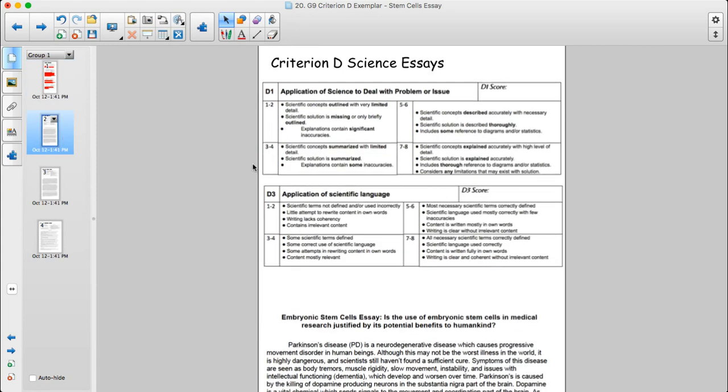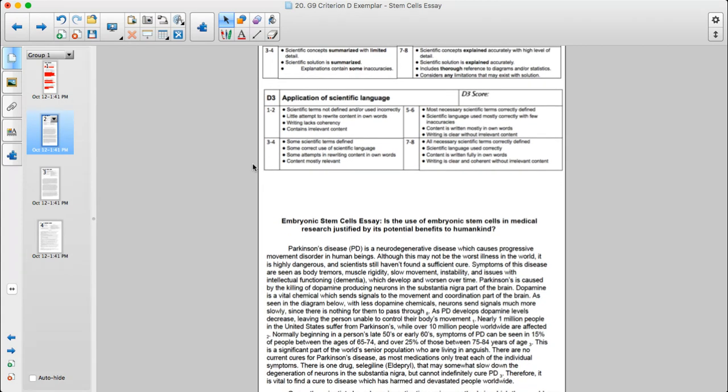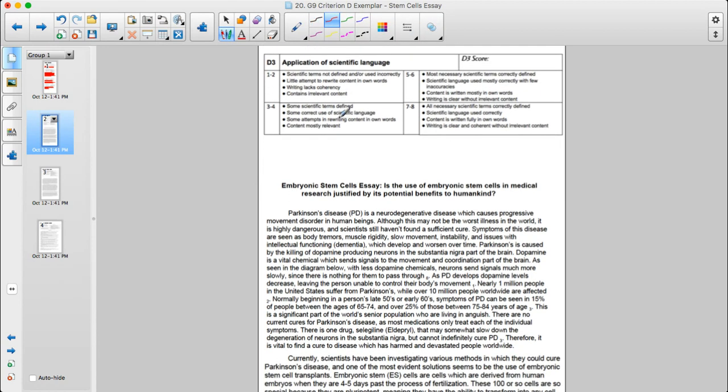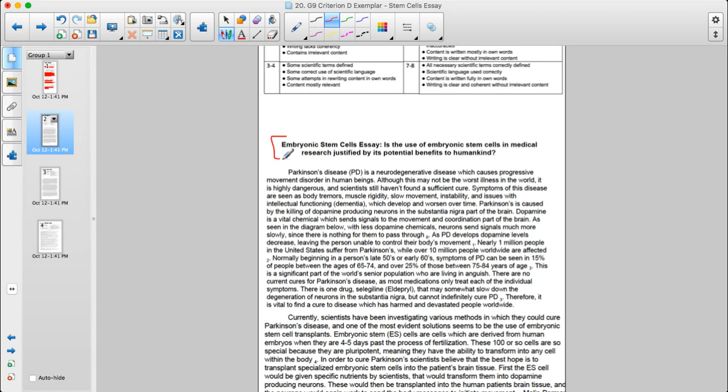So if we look at this essay, this is an essay that we no longer assign, but it's on stem cells, the use of embryonic stem cells to treat a disease and whether or not that's ethical. So I'll try to point it out without reading through the essay. This person has set up the original research question that was presented by the teachers.